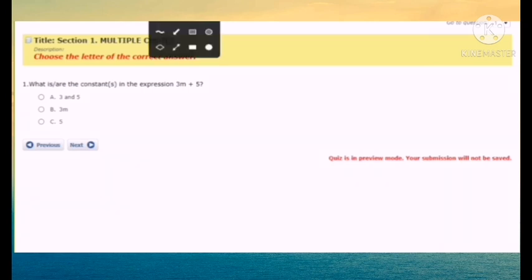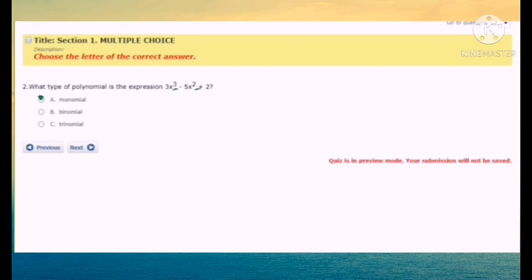Okay, so let me start with number one. What are the constants in the expression 3n plus 5? When we say constant, they refer to numbers with a fixed value. So in this given, the constants are 3 and 5. So the answer for this one is letter A.